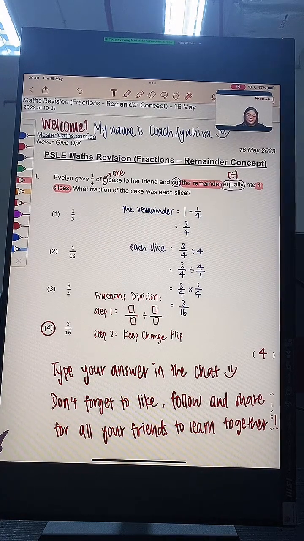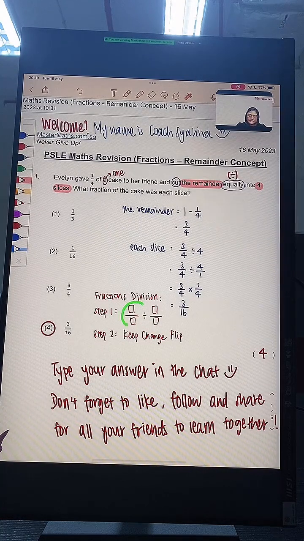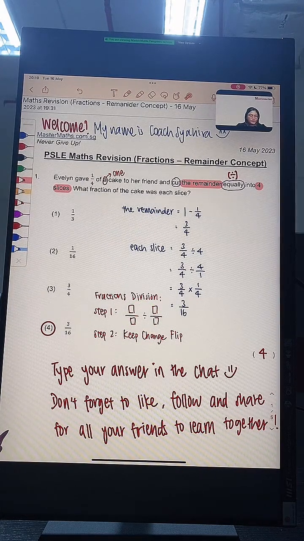Okay, when you are doing fractions division, the first thing you want to do is to make sure you have this template. So if you have whole numbers, you got to change it first into an improper fraction. And then what you want to do next is to do keep, change, flip. You keep the first fraction, change the sign into a multiply, and then you flip the second fraction.